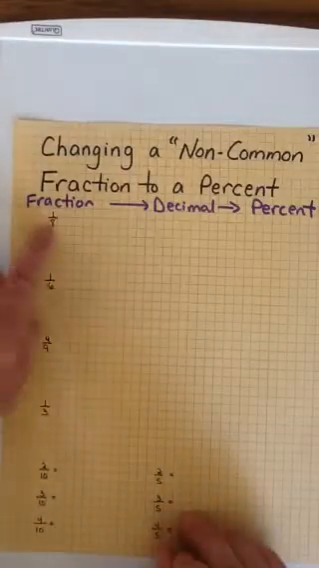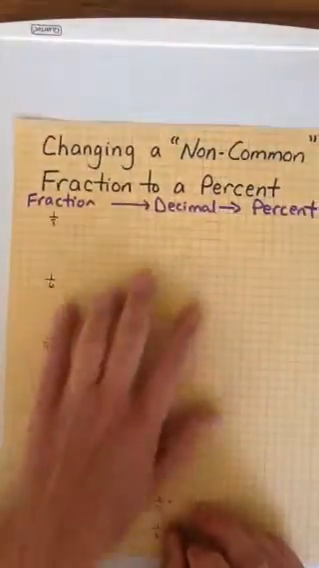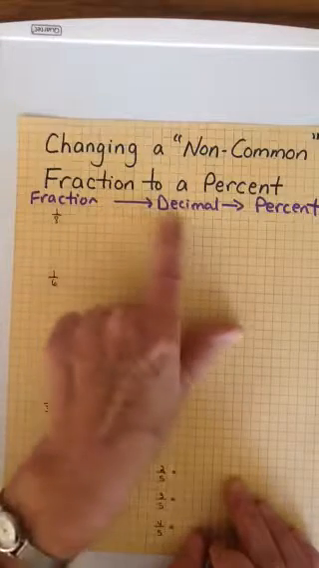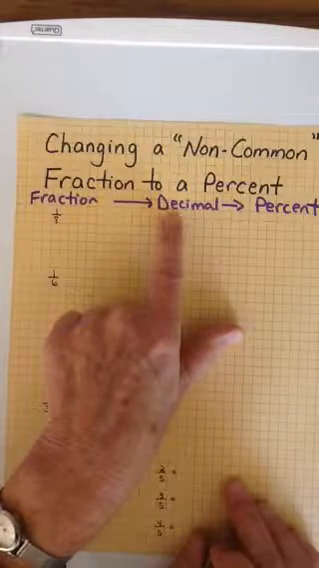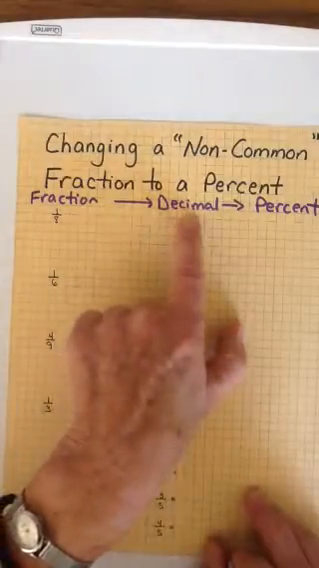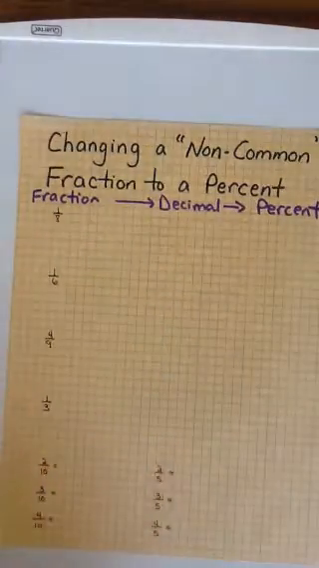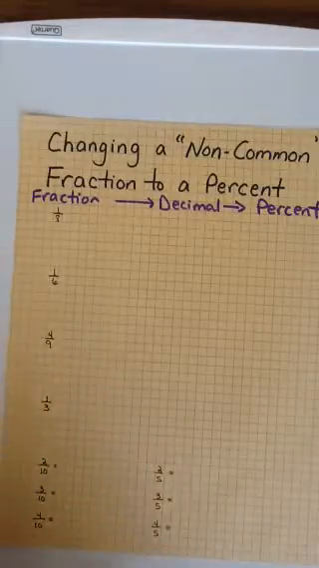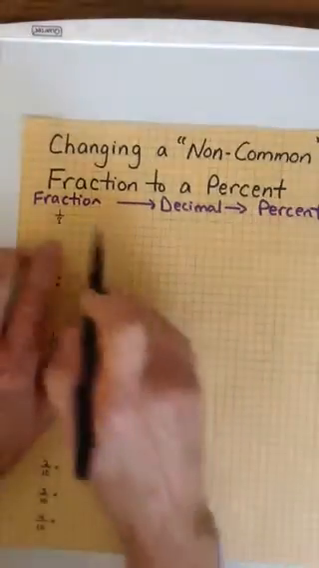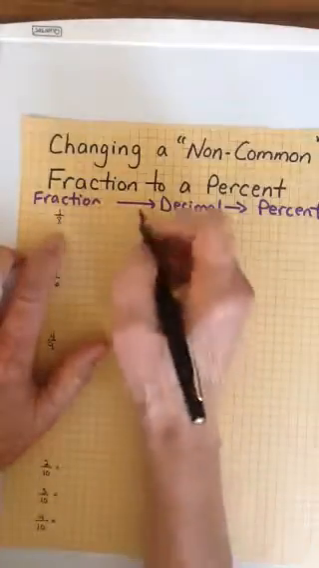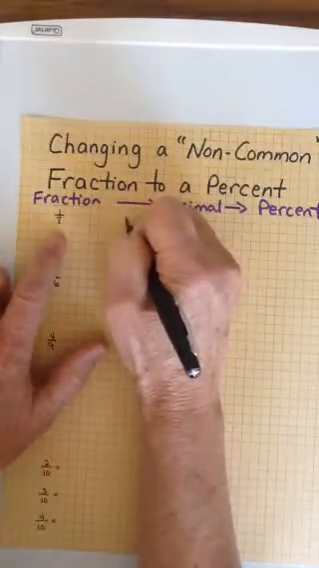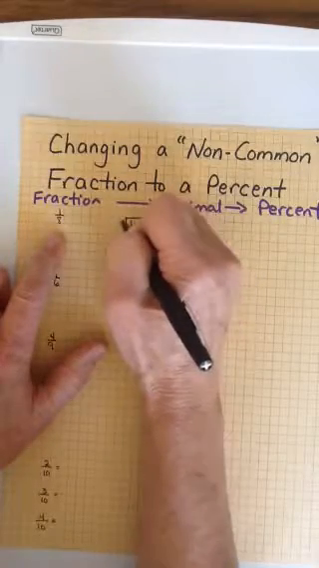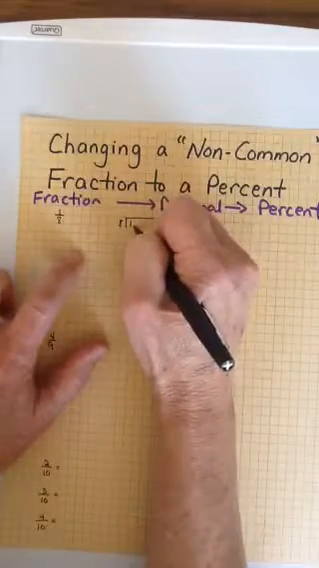Starting with 1/8. So notice on my worksheet here is that we're going to start with a fraction. We're going to change the fraction to a decimal number using division. Then we're going to change the decimal number to a percent. And we do that by moving the decimal point over 2 places. All right, so changing 1/8 to a decimal number. First, the top number goes inside the box. I place my decimal point.